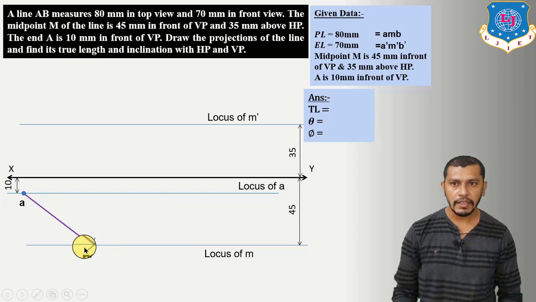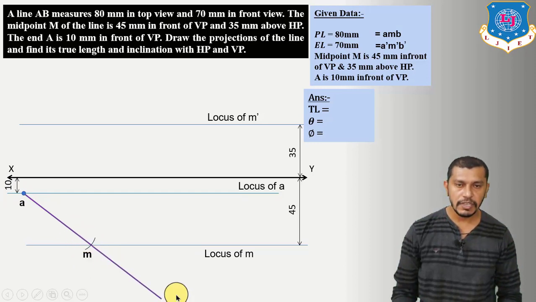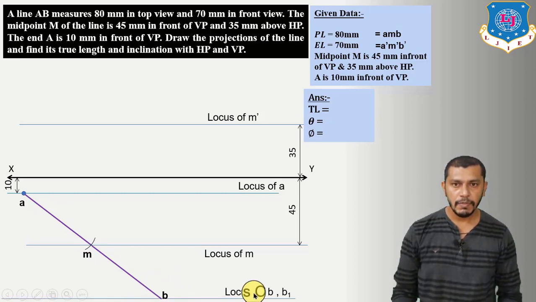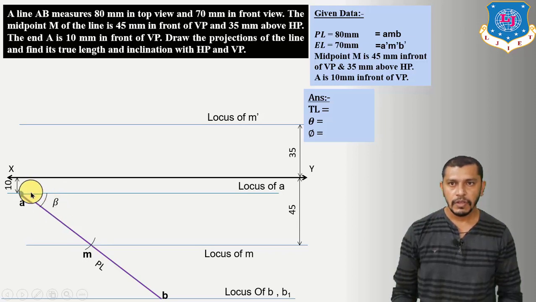So here we will get the plan of point M. Connect A to M. This is the half plan length, and if we extend this length 40 mm in the same direction, here we will get the plan of point B. So this will be our locus of B and B1, and the length AB is our plan length, and the angle of the plan length is beta. Now we have already done with this data, the plan length. We have marked the midpoint M, or we have drawn the locus of midpoint M and point A also.